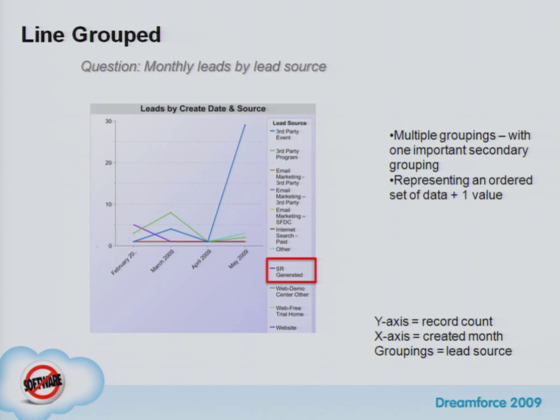So if we look a little bit closer at the graph here, the y-axis is the record count. The x-axis equals the created month. And what are we grouping by here? If you look at the legend, we're grouping by lead source. So I've highlighted here the blue line for August, and so that was the SR generated lead. So you can easily see, looking at the graph, where you are for leads by lead source.